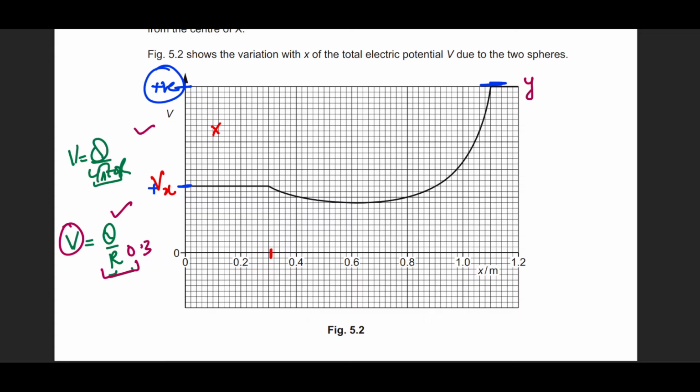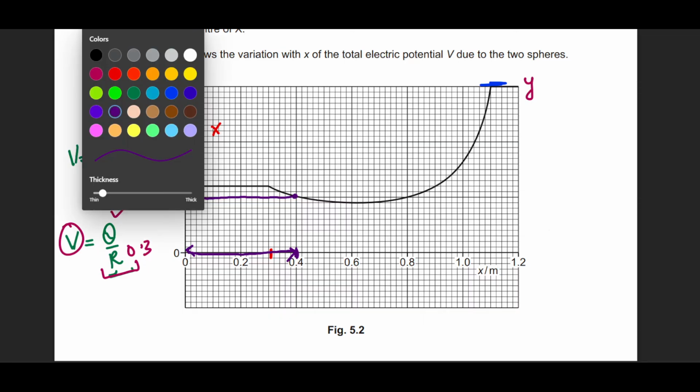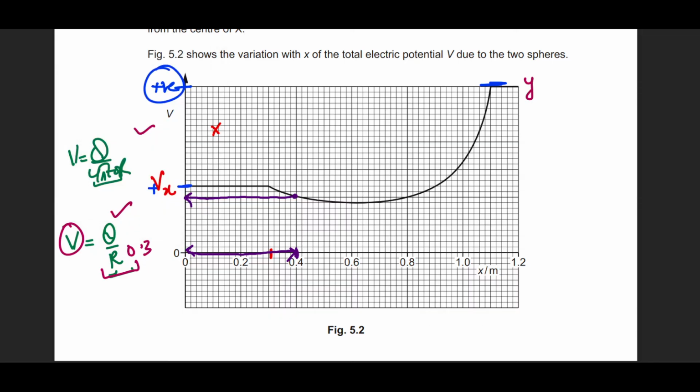Let's move to a distance of 0.4 from the center of sphere X. This will be the point of the potential for X. Let's try the same thing for Y. If we move in 0.4, let's say this is 0.2, again this is 0.4. We realize that the potential is again the same.